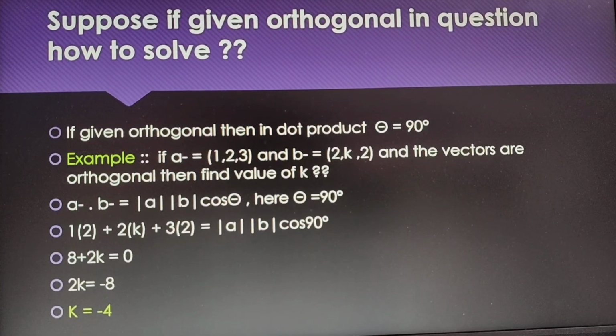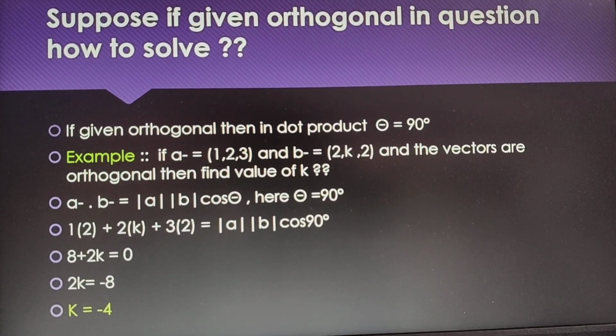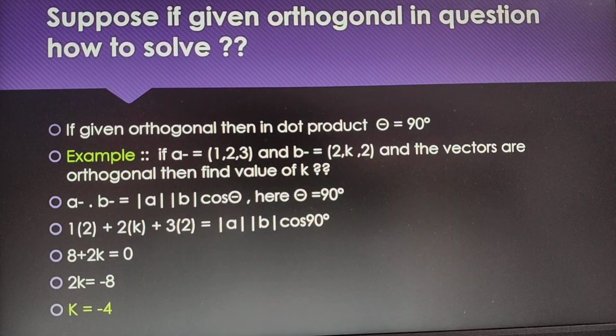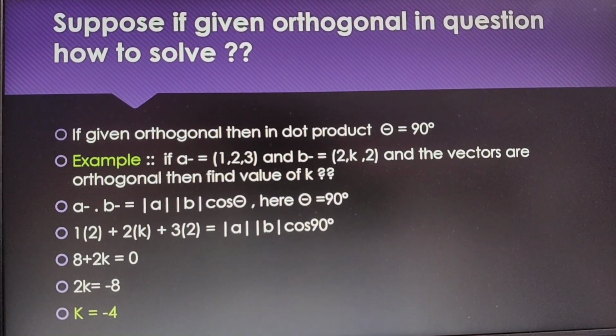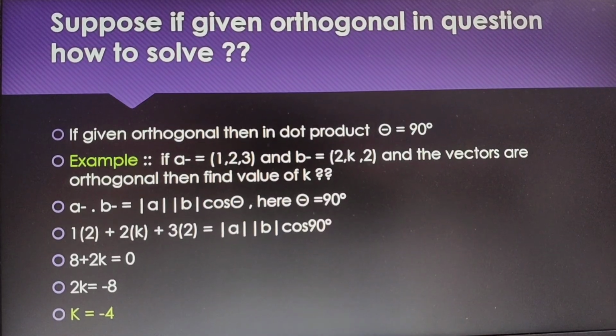Here you need to use the geometric formula which I have said to you in the first video. Previously you have used the components formula. Here both geometric and component formula are used. Dot product should be 0.